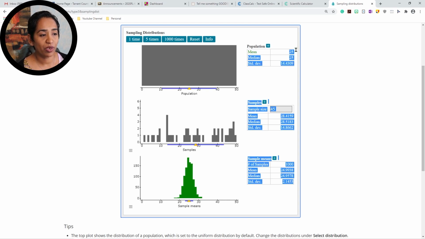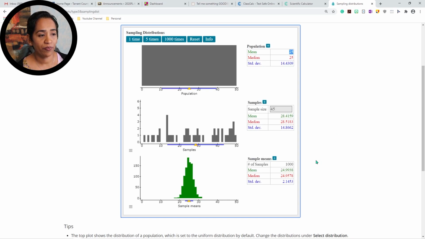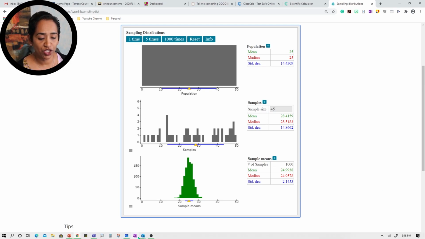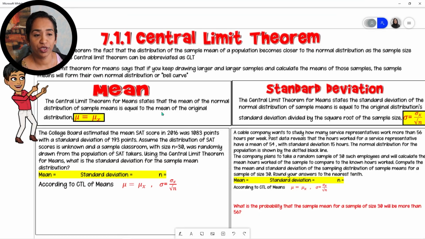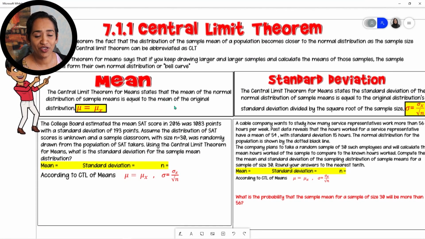Now focus on the mean of the population. The mean of the population is 25 right here. And look at the mean of this one, 24.9, so very close. So the mean of the population is the same as the mean of the means, okay? Now let's go ahead and jump into the normal distribution. Sorry, the central limit theorem.